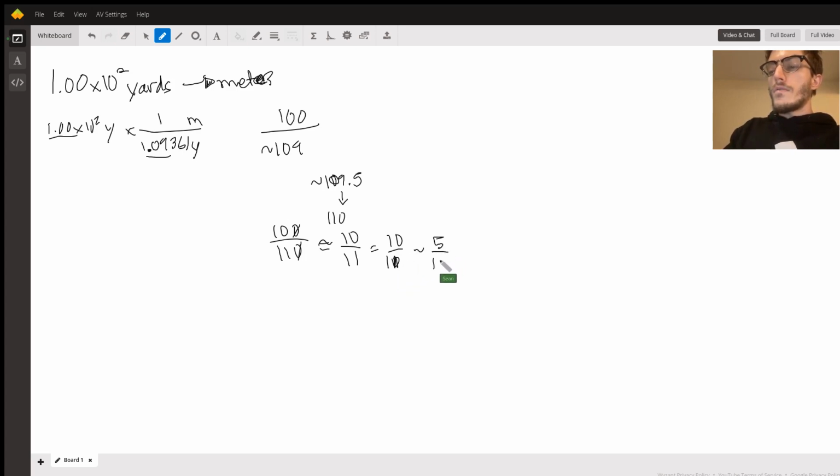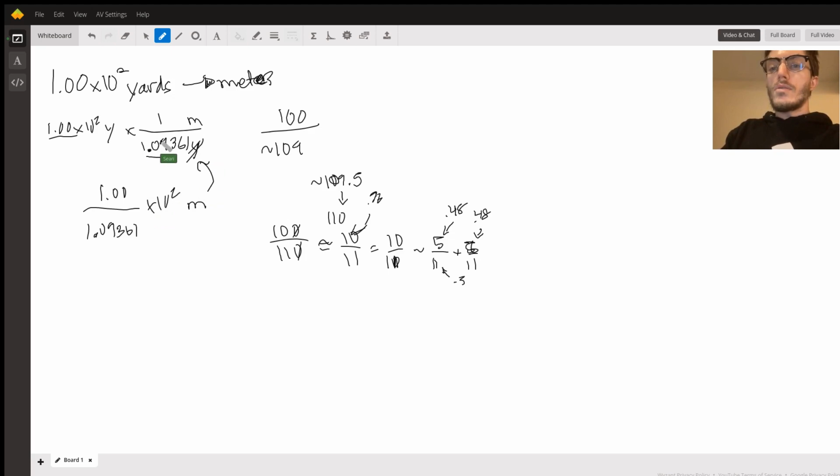Let's see. We could do about 5 over 11 plus 5 over 11. 5.5 would be 0.5. So this is just about like 0.4 something, maybe 0.48. So maybe this comes out to like 0.96. So I guess we can try to figure out what we want to do with these numbers, or we can just leave it as 1 divided by 1.09361 times 10 squared meters, because the units of yards will cancel out during that unit conversion up there.